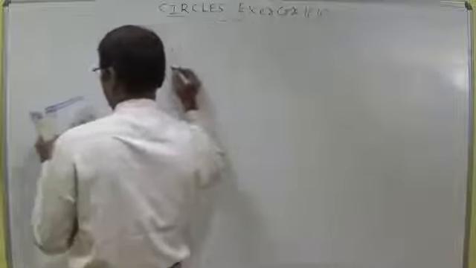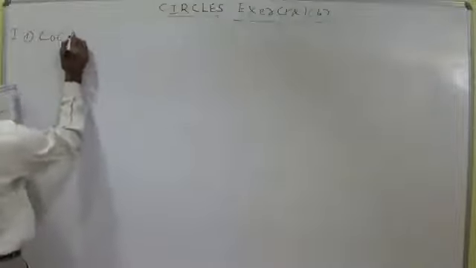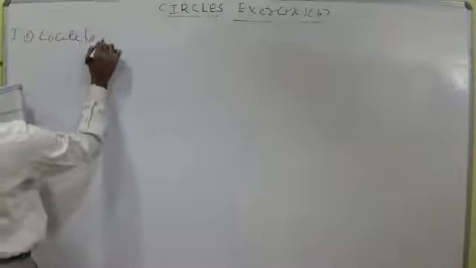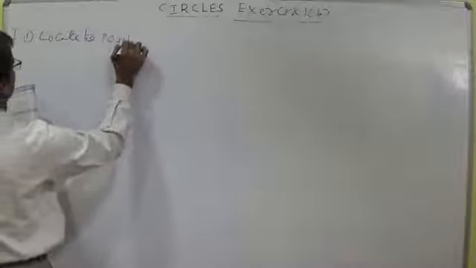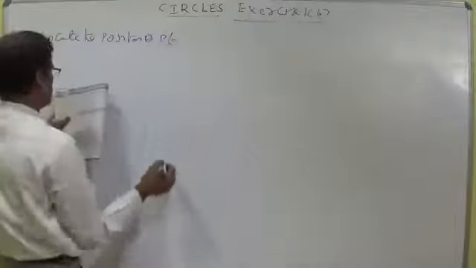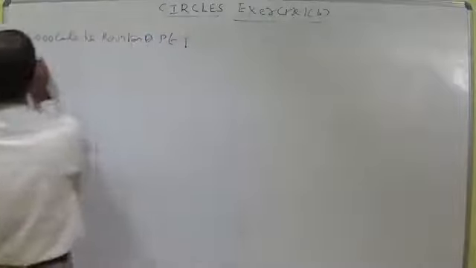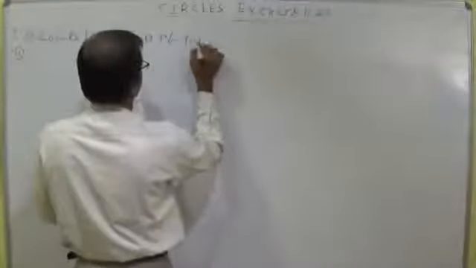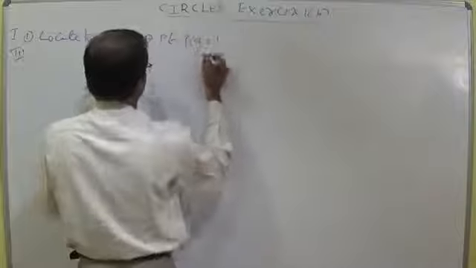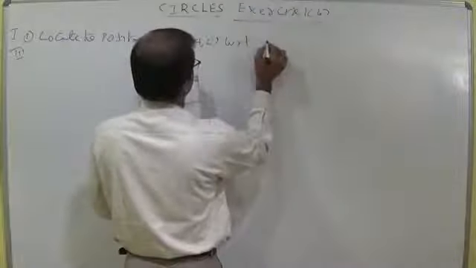Exercise 1B, first Roman, first one. Locate the position of point P. Third question I am saying: locate the position of point P(4, 2) with respect to the circle.